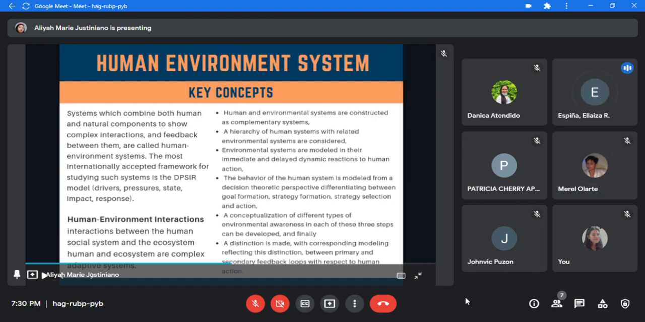So, what is human environment interaction? Human environmental interaction can be defined as connections between the human social system, or the humans, and the rest of the ecosystem with the natural environment. It refers to how humans interact with the environment to fulfill their needs and how the environment responds to these interactions. The human environment system also describes how humans have adapted to their environment for survival.